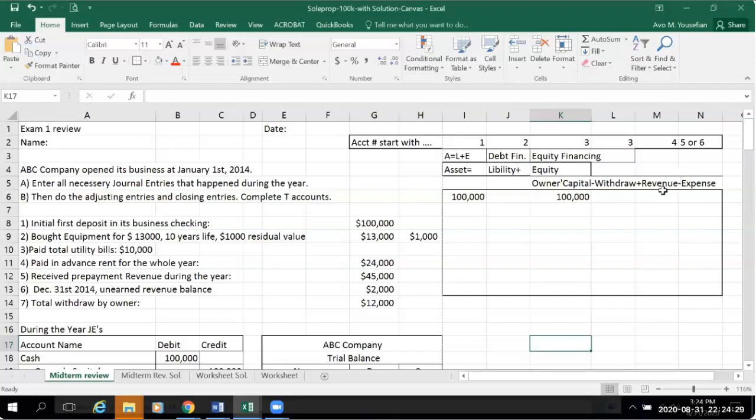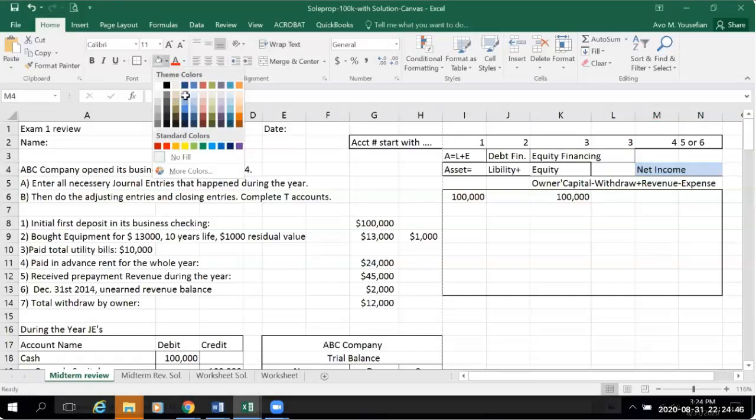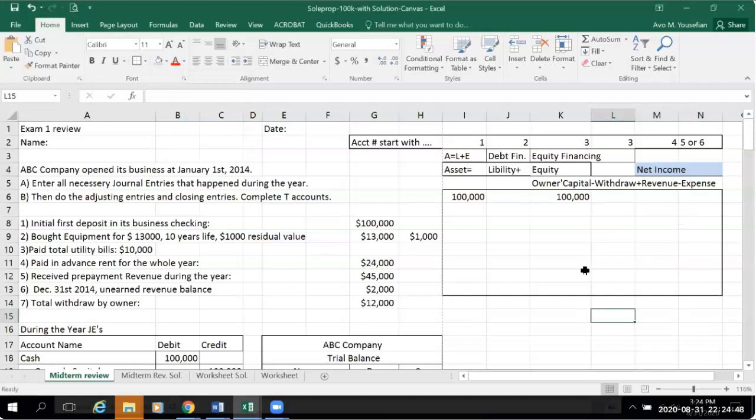expense. Revenue minus expense by itself is what? Revenue minus expense, what is it? Net income. So revenue minus expense means net income. That's what it means. Okay? Revenue minus expense means net income.